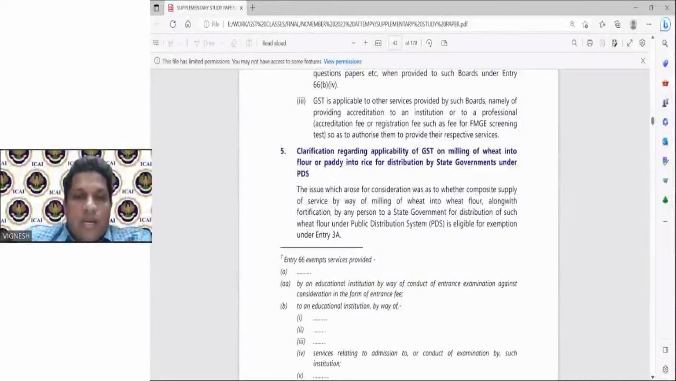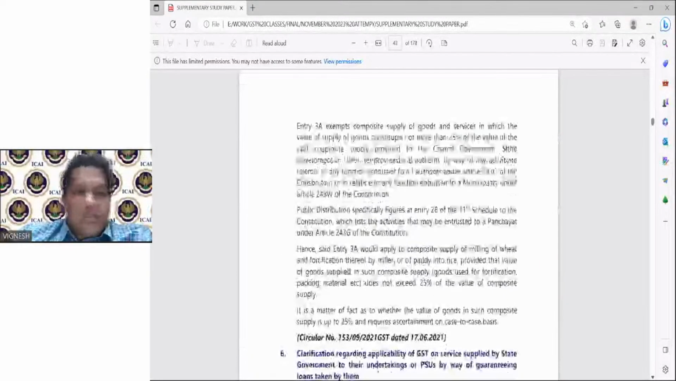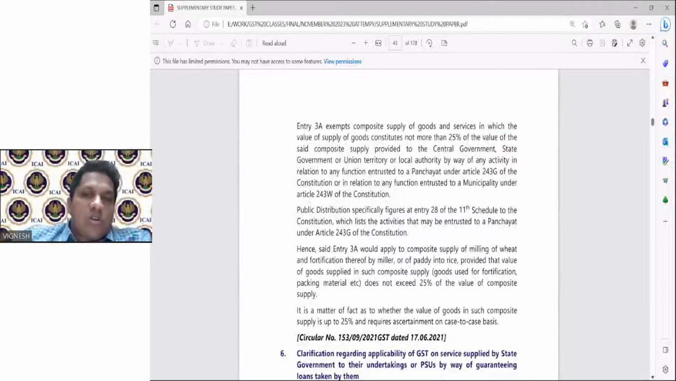Milling of wheat into flour or paddy into rice, we have seen this already, where the conversion happens for distribution. Here, the question is whether the composite supply by way of milling of wheat into flour along with fortification by a person to the state government is exempt or not. Entry 3A exempts composite supply wherein the value of goods in the supply is not more than 25%. Public distribution is already given in entry number 28. So, 3A will apply to the composite supply of milling of wheat and fortification, provided the value of the goods in the composite supply does not exceed 25%. So, in this, the goods quantity should not be more than 25%, then it is exempt.